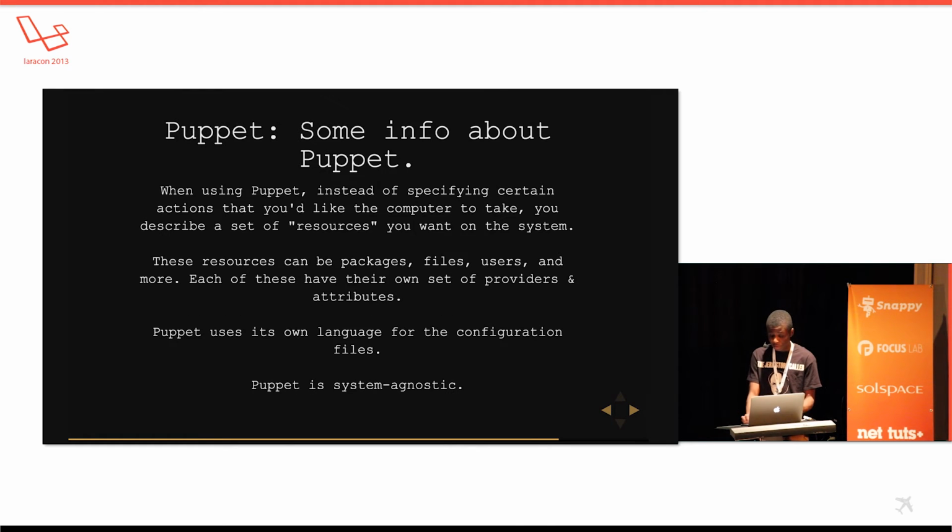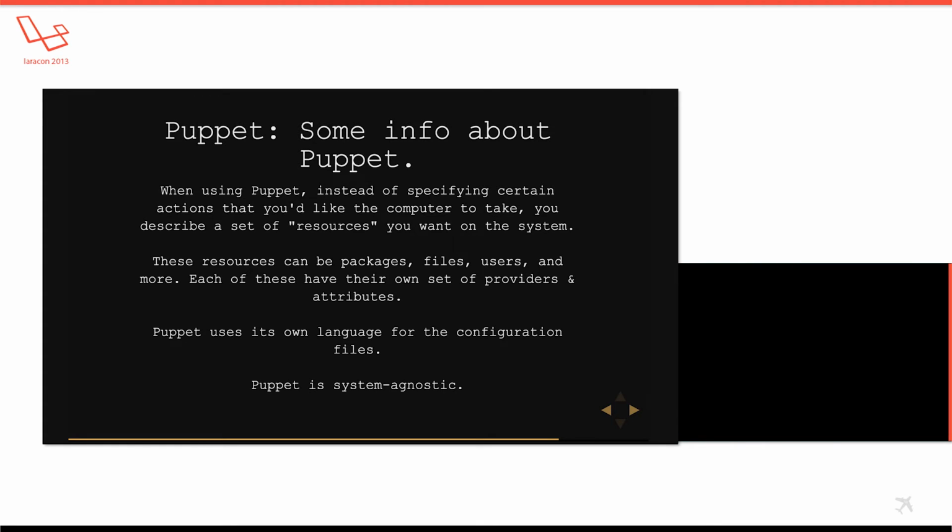Some information about Puppet. When you're using Puppet, I think I already said this, instead of saying, here's this command I would like you to run, here's a script I would like you to run, you say, here's this resource that I want to make sure is on the system when I load it. These resources can be packages, files, users, and so much more. There's a whole section about that in their documentation. And each of these resources can have their own set of providers and attributes.